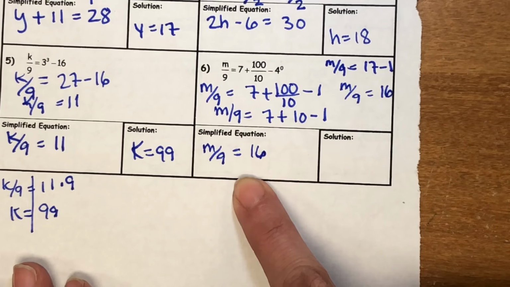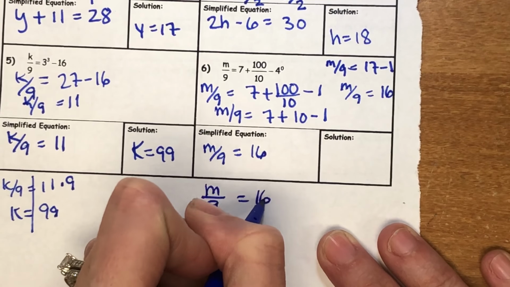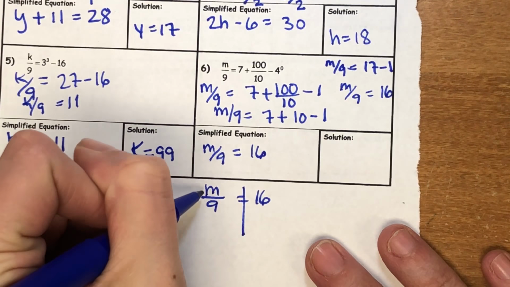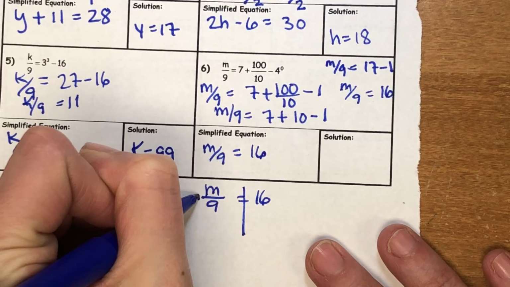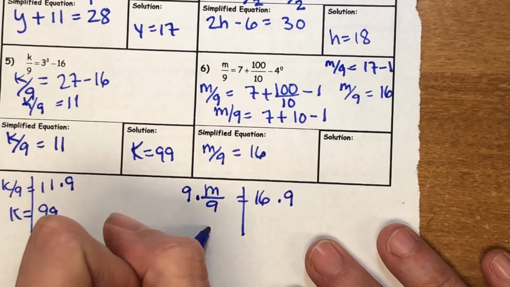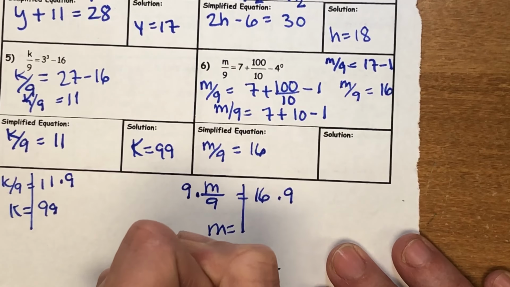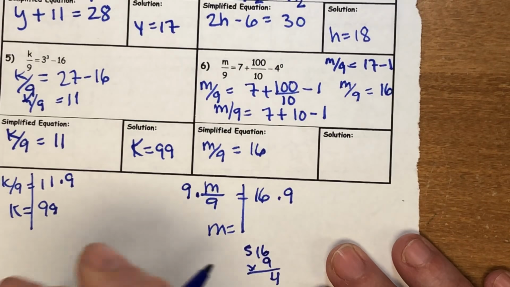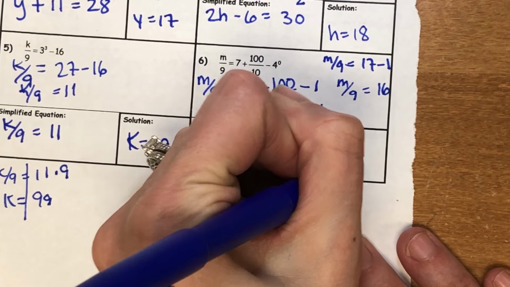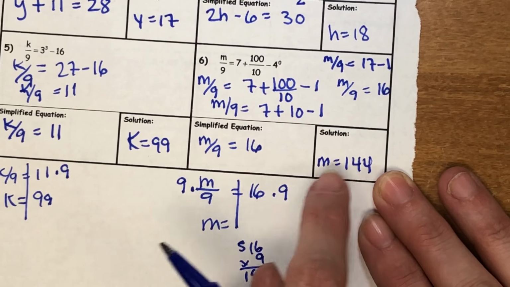So it's a one-step equation. Now I'm going to solve for my variable. So m over 9 equals 16. Don't forget to put the line through my equal sign. Since I'm dividing by 9, I'm going to do the inverse, which is multiplying by 9. Whatever you do to one side, you do to the other side. So m equals 16 times 9, which gives me 144. Okay, so m equals 144. I can easily check this by substituting 144 divided by 9.